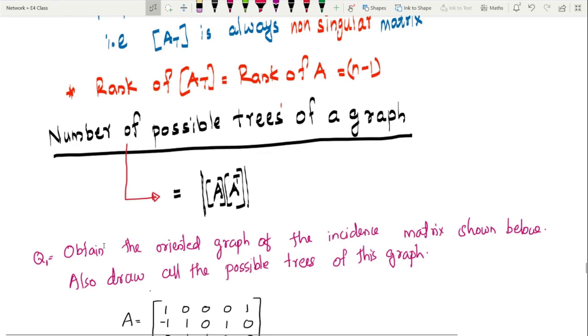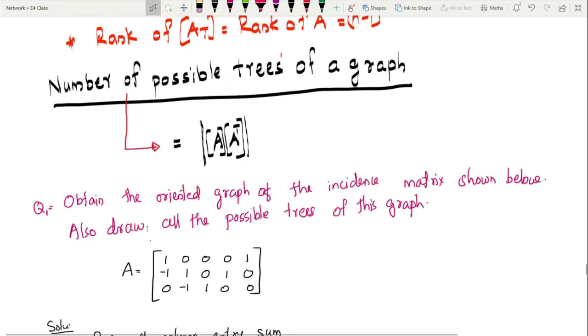So the question is, obtain the oriented graph of the incidence matrix shown below. Also, we need to draw all the possible trees of this graph. How to say whether this matrix is a reduced incident matrix or a complete incident matrix? For a complete incident matrix, the sum of all column entries will be 0. Let's see that. So here the sum is 0, here the sum is 0, here the sum is not 0. So it is a reduced incident matrix.